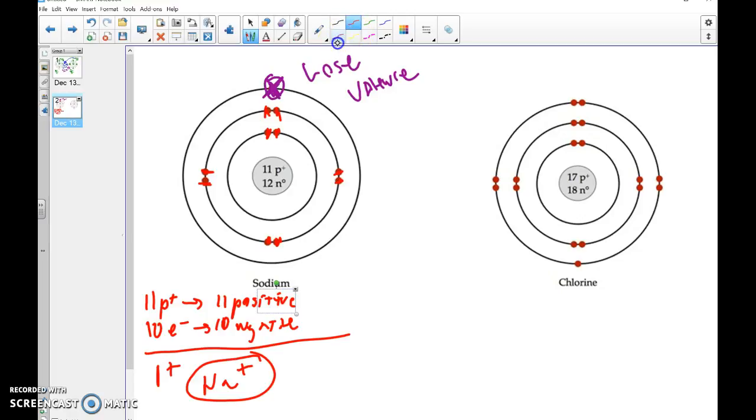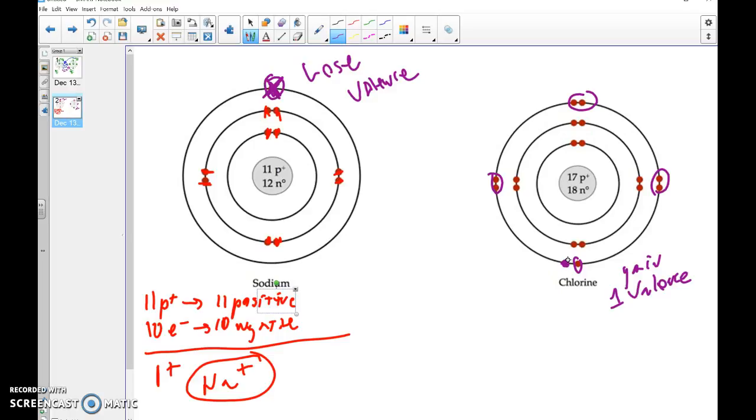Now chlorine over here, chlorine has 7 valence electrons. Now it's going to be far easier for chlorine to grab 1 electron to get to 8 than it will be for chlorine to lose 7 electrons. So chlorine is going to gain a valence. And in this case, it's going to gain just 1. So that way we would go here, and now chlorine will have 8 valence electrons and a full valence shell.